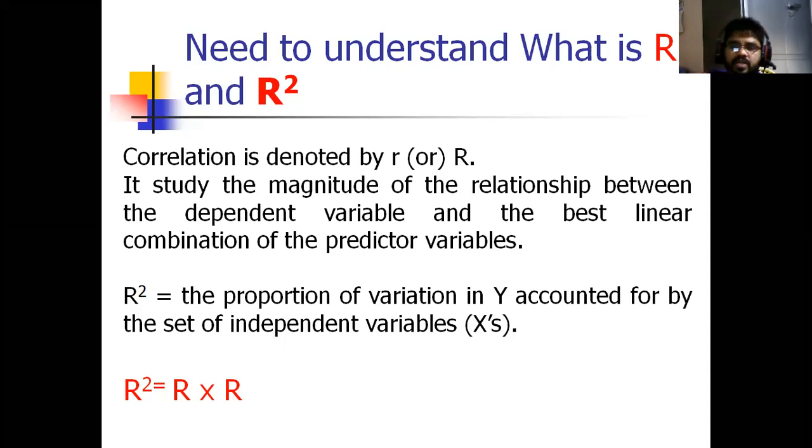As I told you, R square is the proportion of variation in y accounted for by the set of independent variables. Nothing but the R square is the proportion of the variation in the dependent variable explained by independent variables. So by calculating the R, we can calculate the R square also.